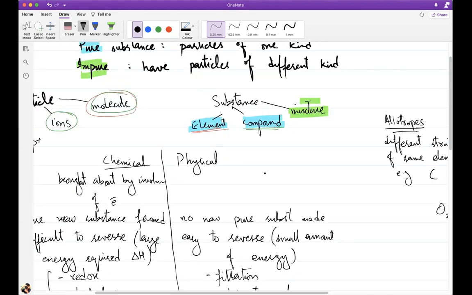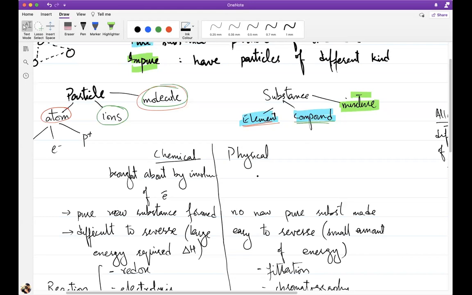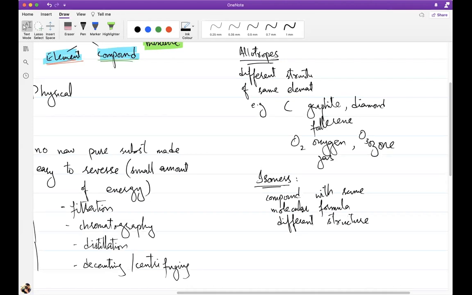Now, some compounds do something like this as well. Same compound, but showing up as different structures. Those are called isomers if they're organic. So compounds with the same molecular formula, but different structure. And this is true for only organic compounds. Crystalline compounds, ionic compounds, they don't show these different shapes. Molecular compounds will, though.